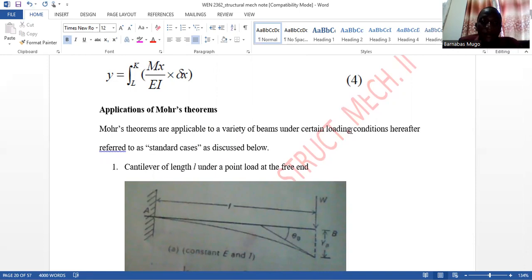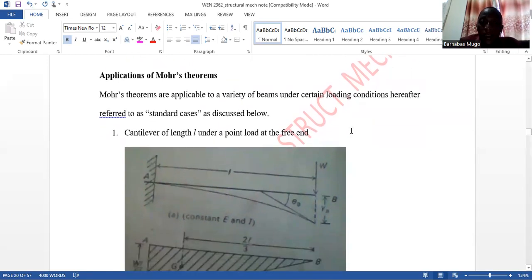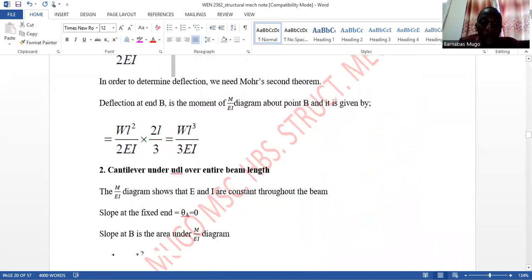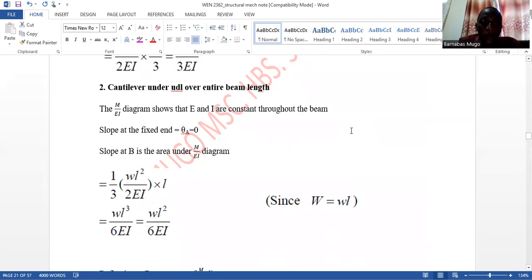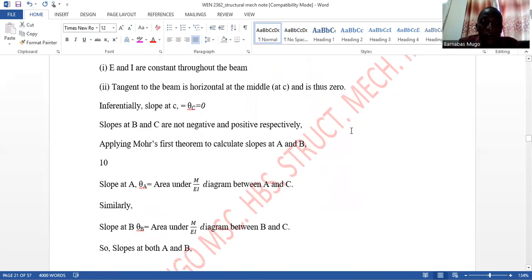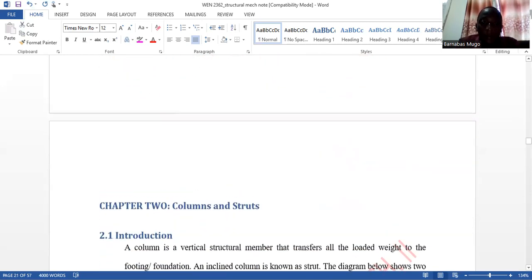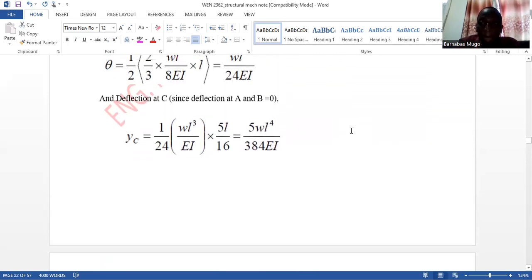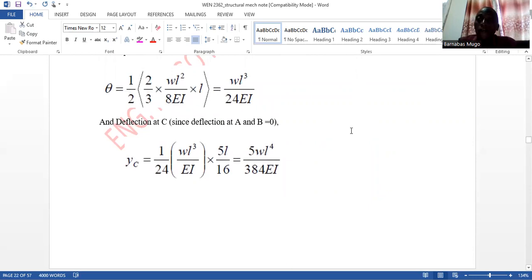But generally, the Moore theorem is applied in different categories. That is, for the cantilever of length under the load with the free end. I think you can just do it with your lecturer because it is not possible to do it online. You can also see how to do it for the cantilever under UDL over the entire beam, and then for a simply supported beam. So that is what you are supposed to cover in the first topic.